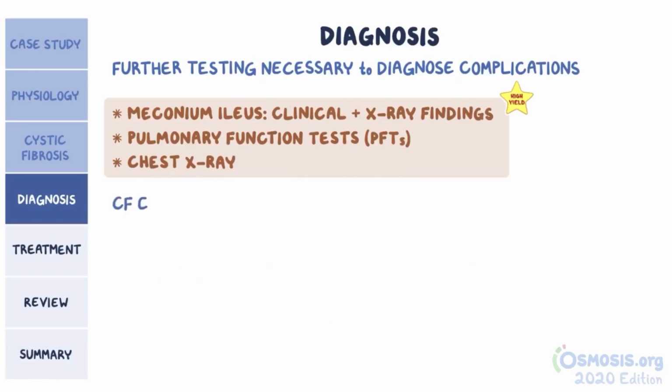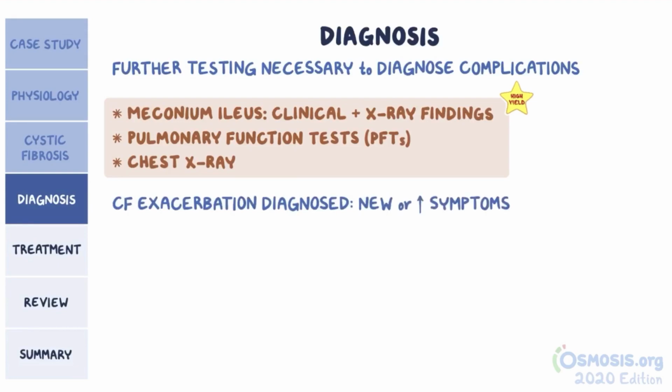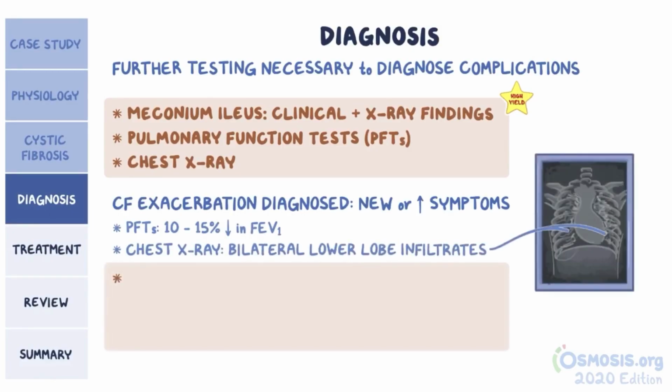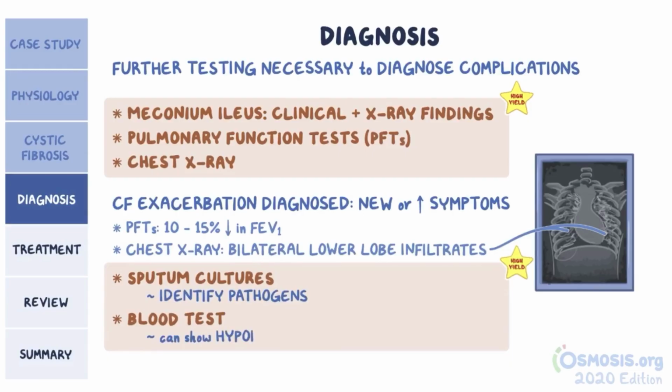And finally, a CF exacerbation can be diagnosed if there are new or increased symptoms. If pulmonary function tests are done, there's usually a 10 to 15% decrease in FEV1. On a chest X-ray, CF exacerbations typically present as bilateral lower lobe infiltrates. Sputum cultures are usually sent to identify the pathogens that are responsible. Finally, a blood test can show hypokalemia and contraction alkalosis in those with symptoms suggestive of hypovolemia.